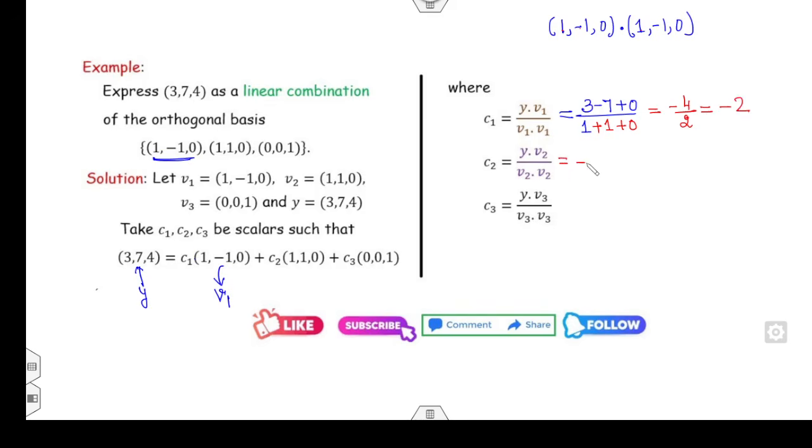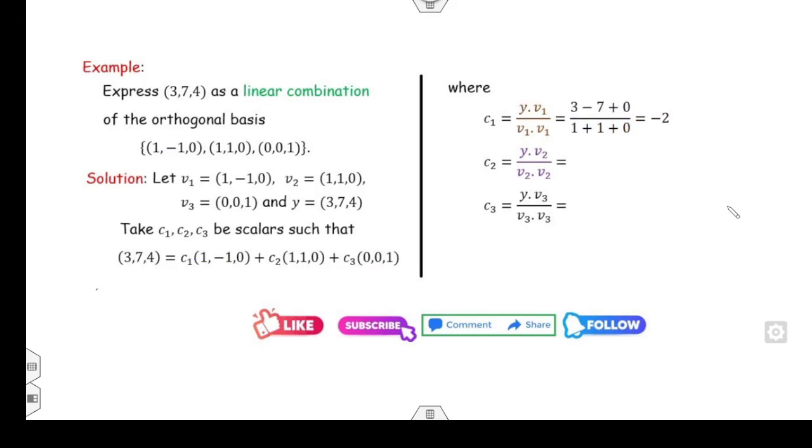Similarly, for the second part, how can you find c2? This is y and this is my v2. If you take the dot product, it is 3 plus 7 plus 0, and v2 dot v2 is 1 plus 1 plus 0. That is 10 over 2, which is 5. And for the last case, y dot v3 is 0 plus 0 plus 4, and v3 dot v3 is 0 plus 0 plus 1. The answer is 4 over 1, which is 4.